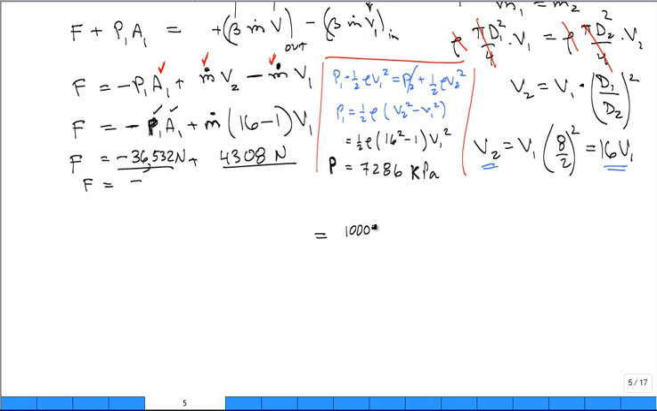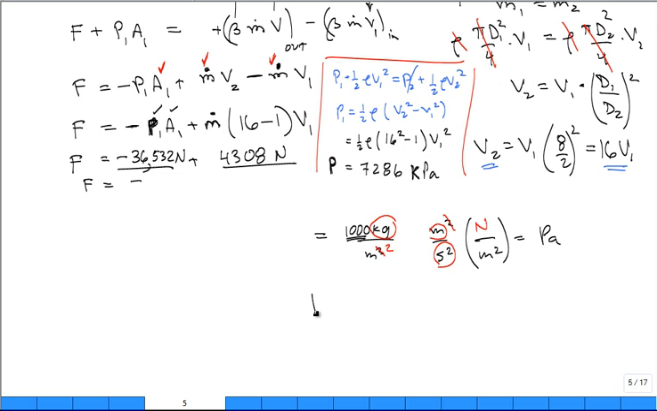It's 1,000 kilogram per meter cubed. This was meters squared per second squared. So a kilogram meter per second squared gives us a newton. That one leftover meter goes to meter squared. So without the 1,000, you're left with a newton per meter squared, which is a pascal.